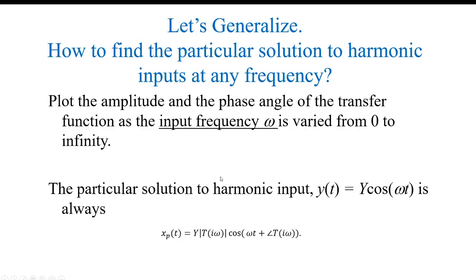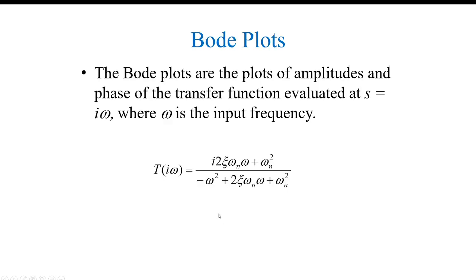So now let's generalize. How do we find the particular solution to harmonic inputs at any frequency? I think all I did was I just didn't simplify. I didn't plug in s equal to i times 2. I just plug in s equal to i omega. So that's your transfer function again, where this number came from i omega squared. When you square i, you get negative 1.